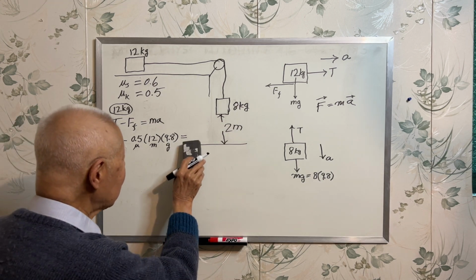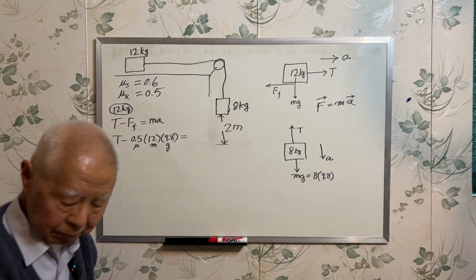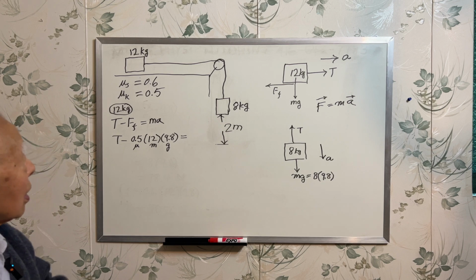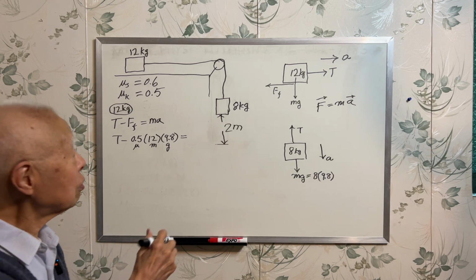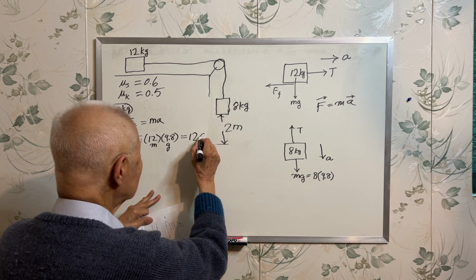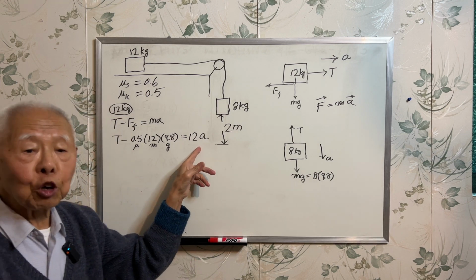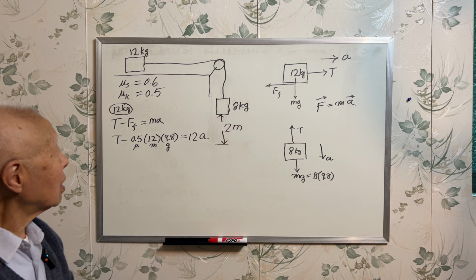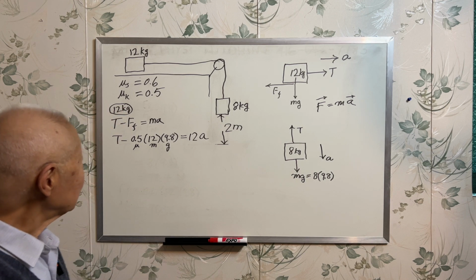I need some space here. Force equals MA. M is 12, A is unknown. So this is for the 12 kg mass. Newton's law.